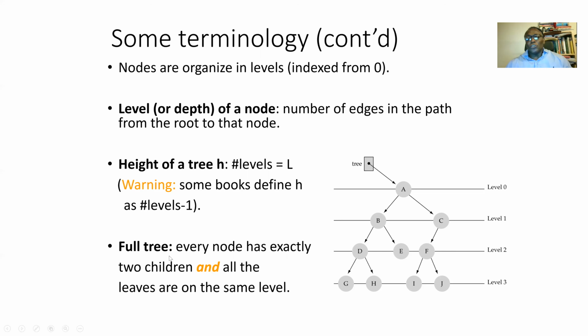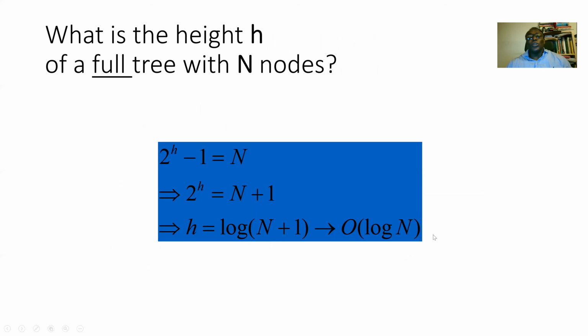Now, what is a full tree? A full tree is one where every node has exactly 2 children. So here it's not a full tree. A full tree means every node that is a parent should have 2 children. So that's why here we say not full, because we saw C has only 1 child.